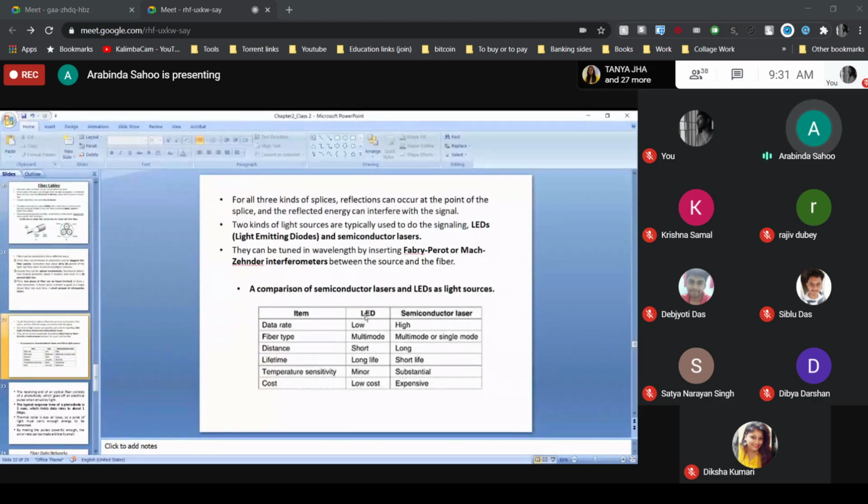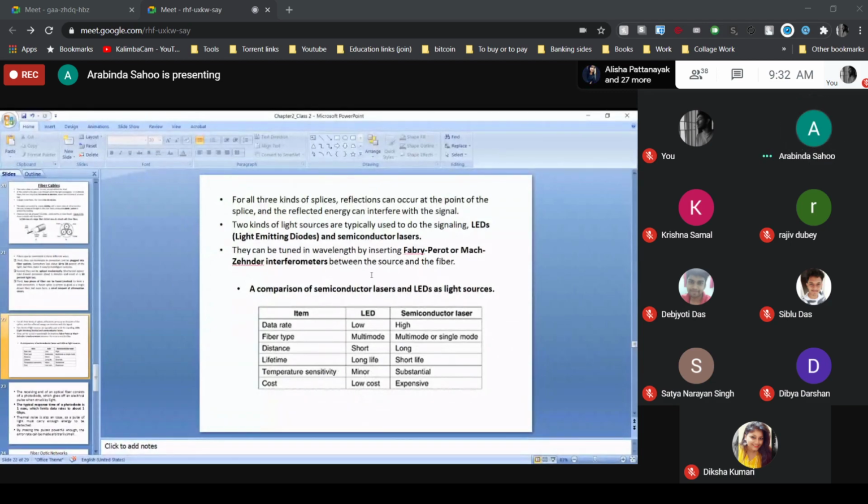If you compare the temperature sensitivity, in LED the temperature sensitivity is minor, but in the case of the semiconductor laser it is substantial. And if you compare the cost, the cost of LED is low, whereas the semiconductor laser cost is high. So this is the basic comparison, depending upon the different factors.